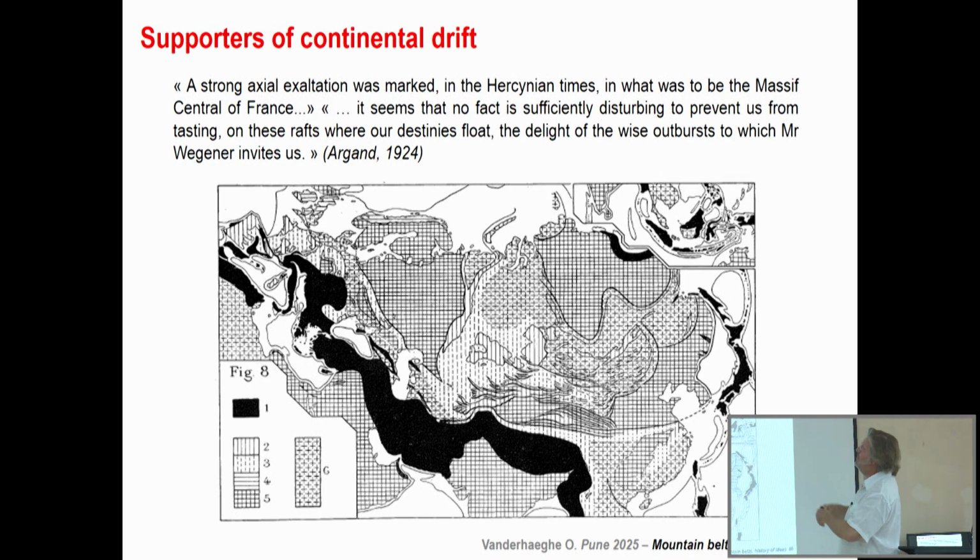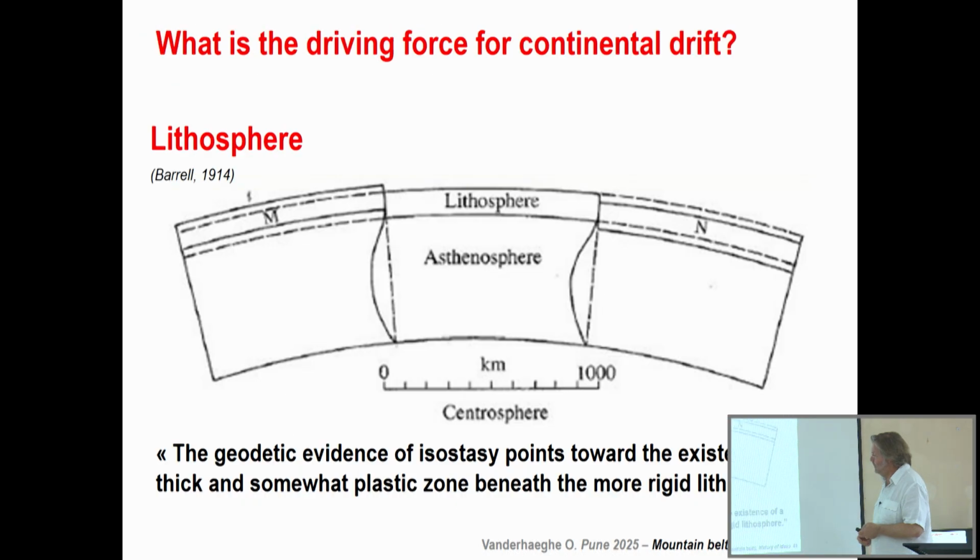The strong axial exaltation was marked in the Hercynian times in what was to be the Massif Central of France. It seems that no fact is sufficiently disturbing to prevent us from tasting, on those rafts where our destinies float, the delight of the wise outburst to which Mr. Wegener invites us. We're not writing science like this anymore, right? But it was inspiring, I think.